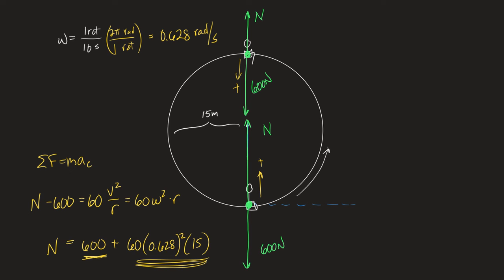I want to do the top. We have to switch things at the top. Down is now positive. So it's going to be 600 minus N. N at the top, N at the bottom. And that's going to equal MAC. It's a reminder. This is centripetal acceleration. I'm going to keep putting that C there as a reminder that it's a different kind of acceleration. So this will be 60 times omega squared times R.